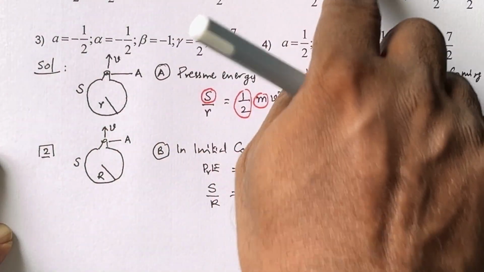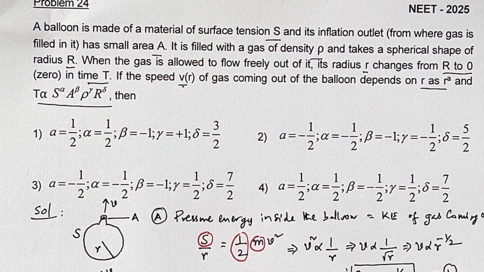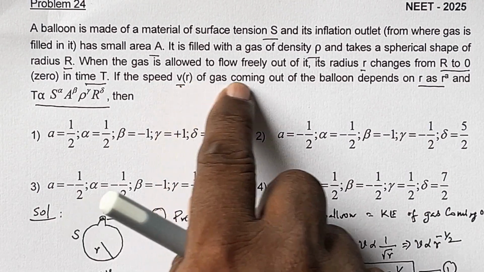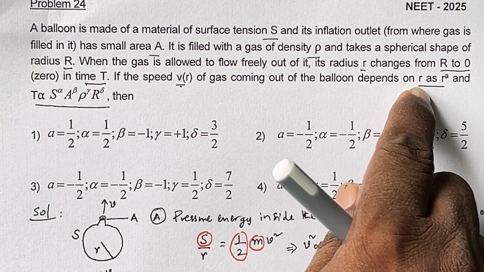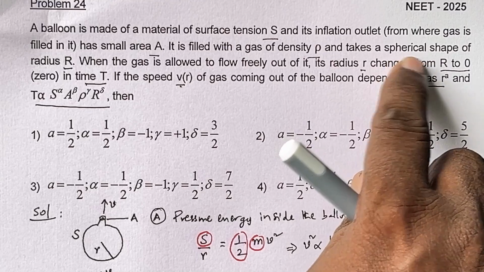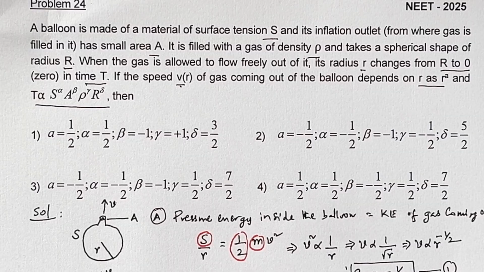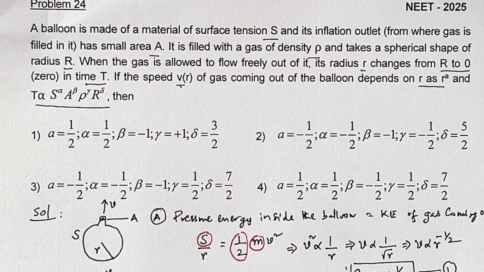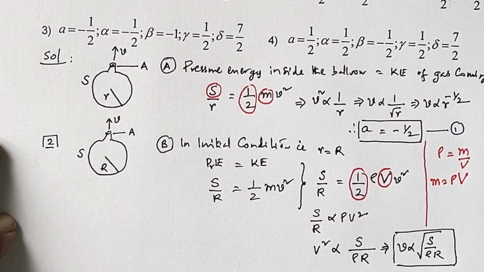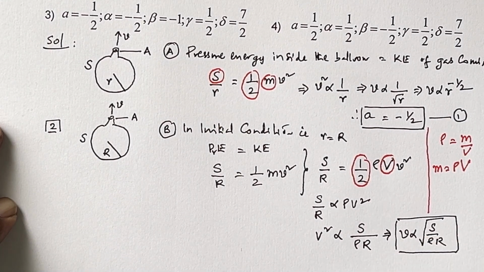So whatever steps he has mentioned in the problem: first, they have mentioned the speed of gas coming out of the balloon depends on R. It is spherical, so we have to take the balloon shape as spherical, and small r changes from capital R to 0. When it is at capital R, from the general condition we discussed, the small a value came. Now when it is fully filled, that condition I have taken, this is the maximum velocity when it is fully filled with the A.